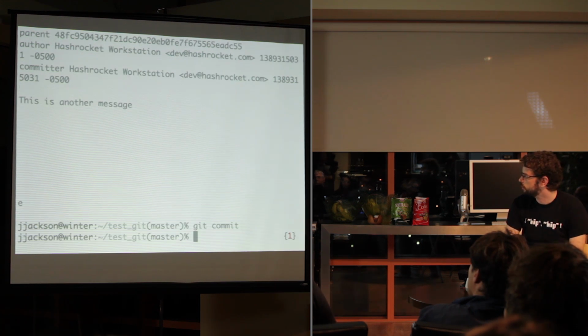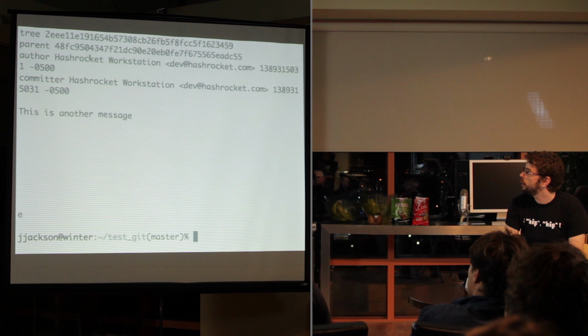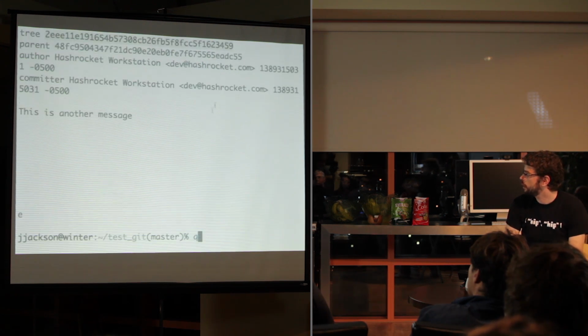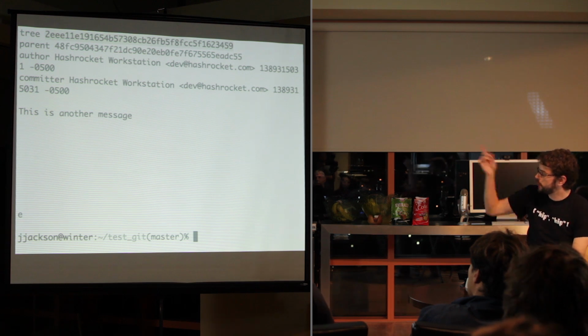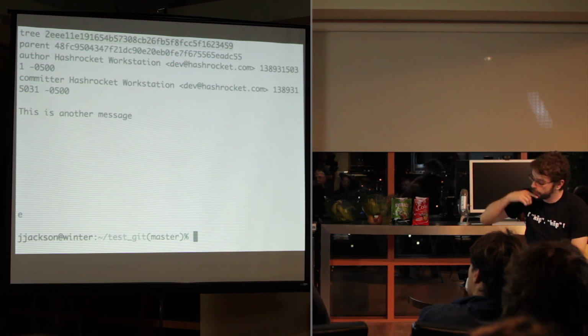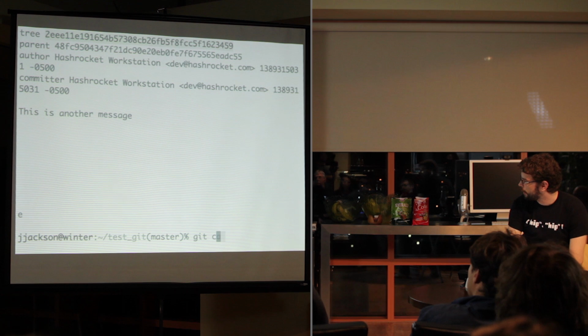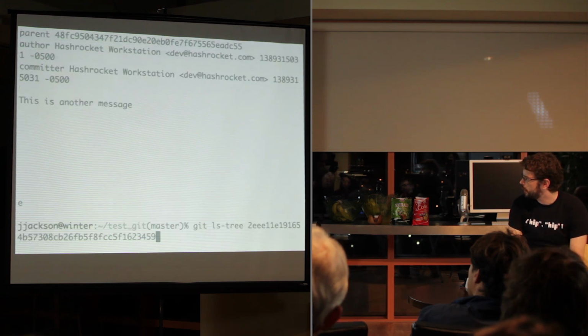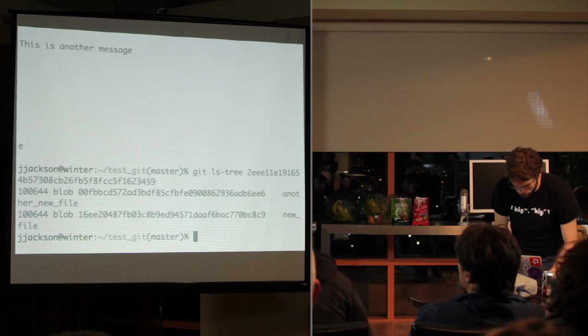Sorry, I've been having copy and paste issues all day. Okay, so I'm just going to take that tree SHA, and then I'm going to do git cat-file, ls-tree, and then the SHA, and that's what it looks like.